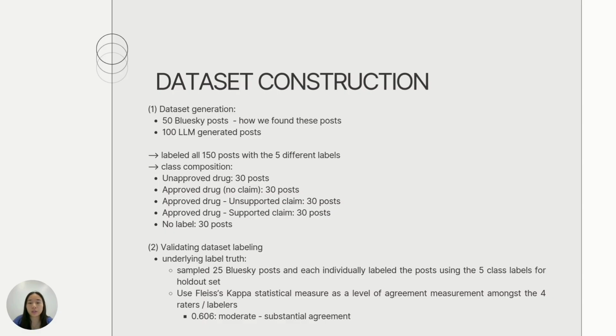Understanding how our labeler works is important, but so is understanding how the dataset was constructed. Knowing the data generation process helps contextualize the metrics and identify sources of error for future improvement. So we first created a dataset of 150 posts, 50 real Bluesky posts, and 100 LLM generated posts.